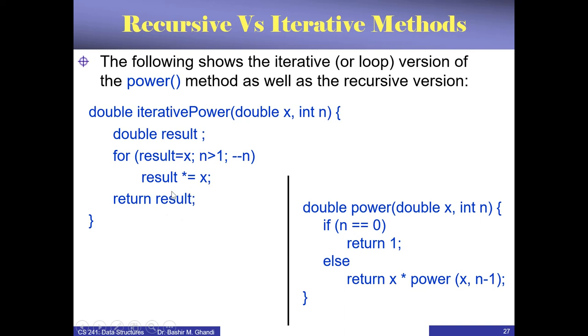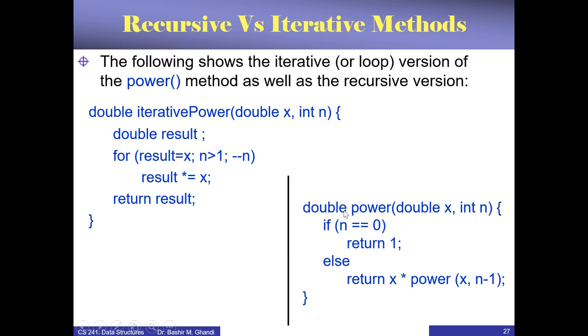This is basically how to implement the power method using a loop. Now the question is, how do you compare these two methods? Which one do you think is better and why?